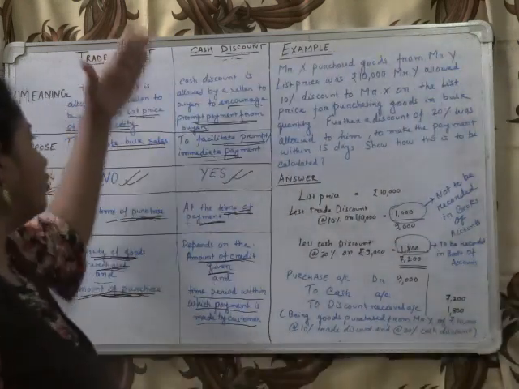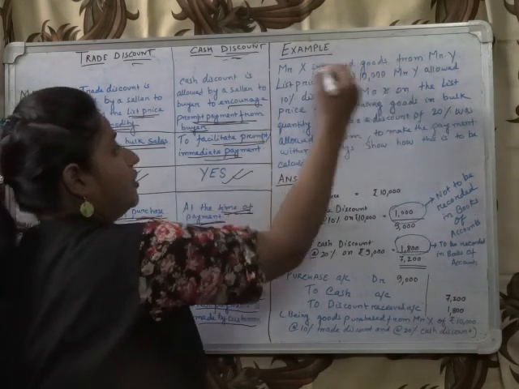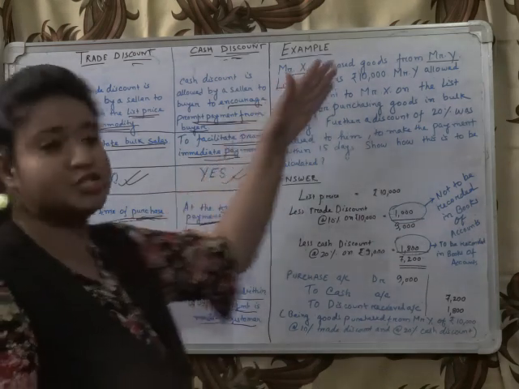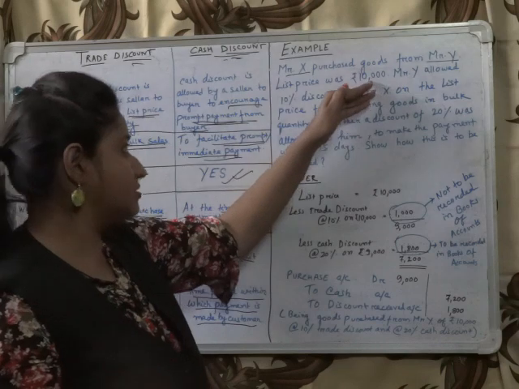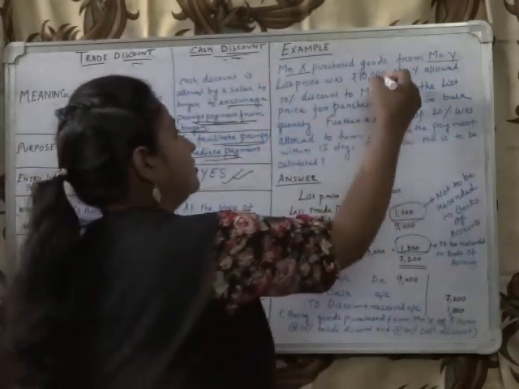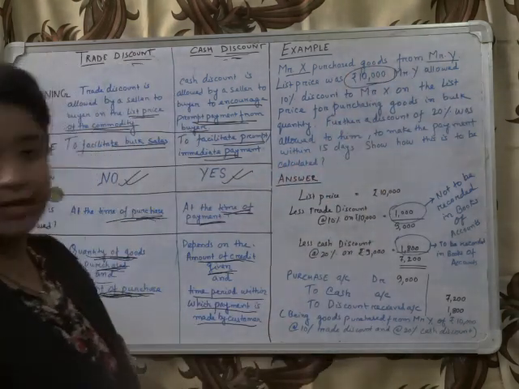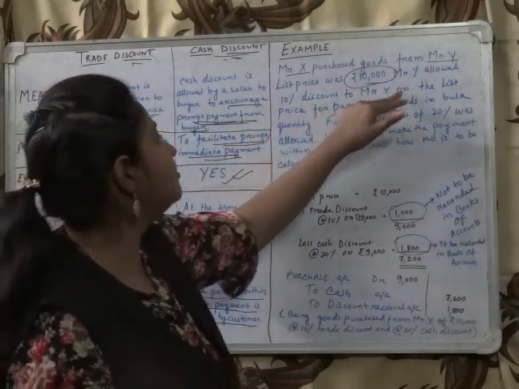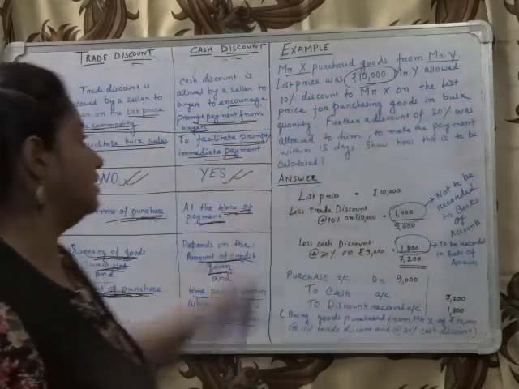Now let's understand the whole concept with an example. Mr. X purchased goods from Mr. Y. List price was 10,000. The invoice price or list price was 10,000. That was being fixed by Mr. Y. Mr. Y allowed 10% discount to Mr. X on the list price for purchasing goods in bulk quantity.